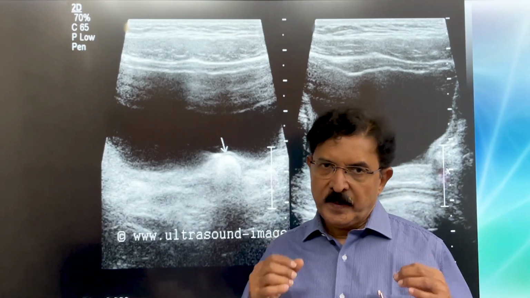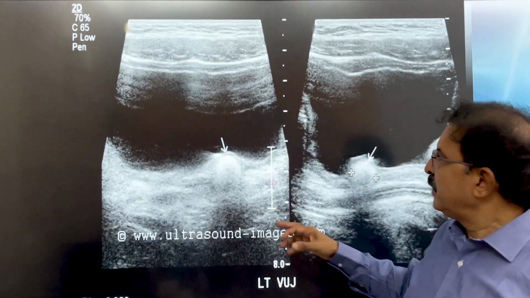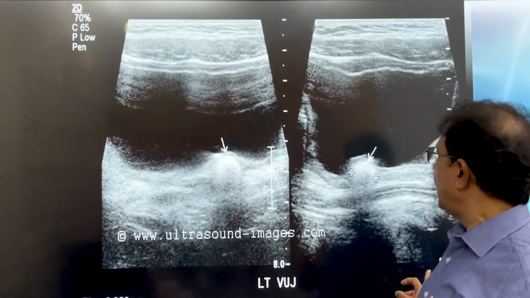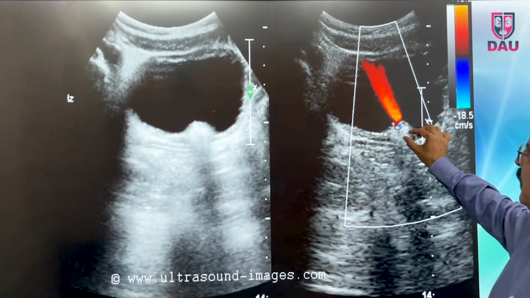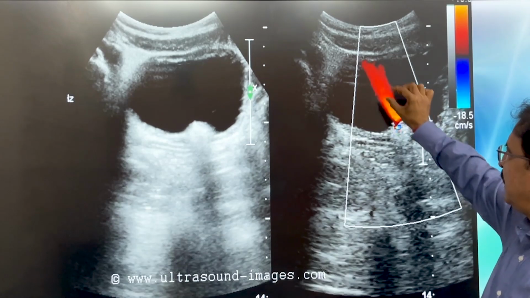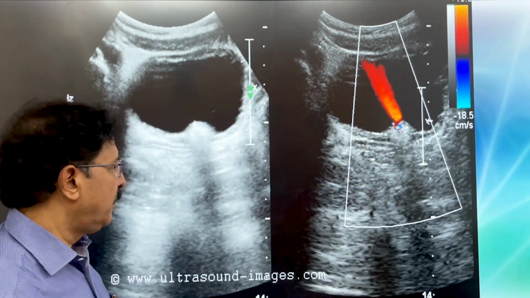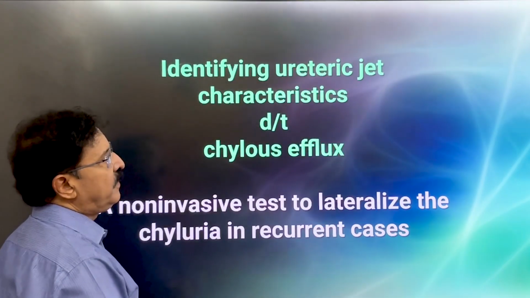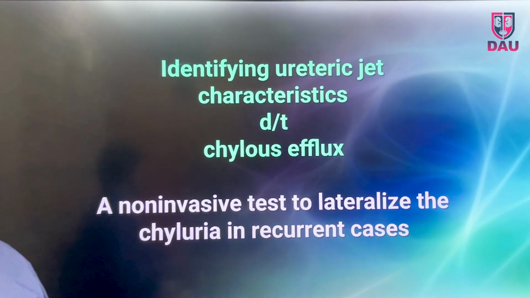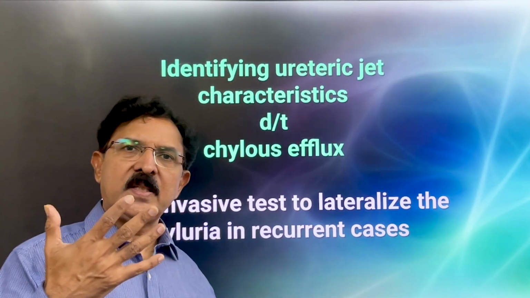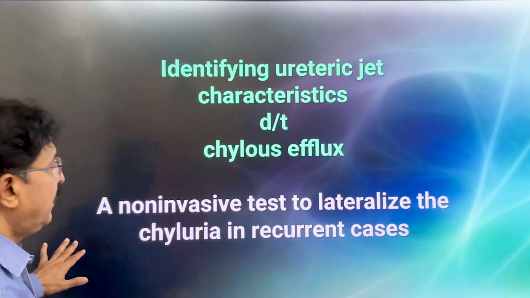Guided by the cystoscopic appearances of these ureteric jets, we have started looking at these jets in chyluria on color Doppler, and we are trying to evaluate the direction and the characteristics of these jets, and maybe in future we will come out with some information about this. It would be a non-invasive way of lateralizing the chyluria, because the characteristics of the jet from the normal side and from the chylous side will be different. We hope to see in a non-invasive manner which side it is coming from.